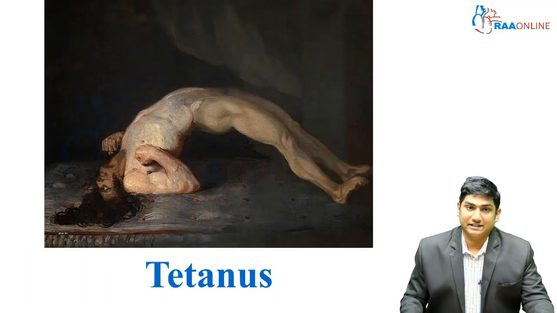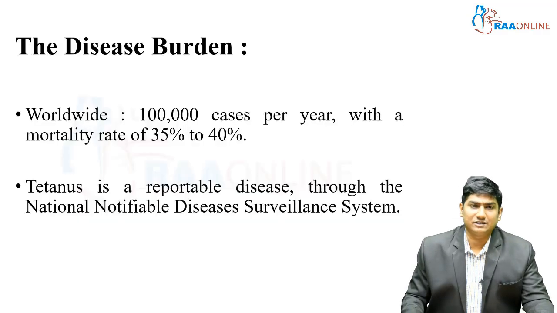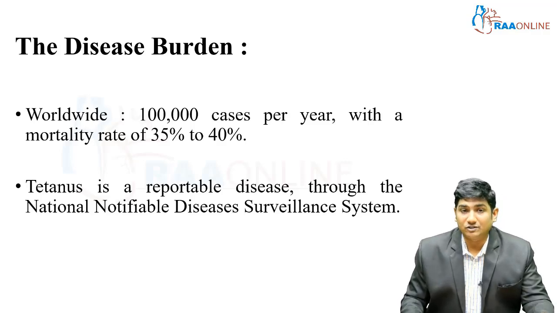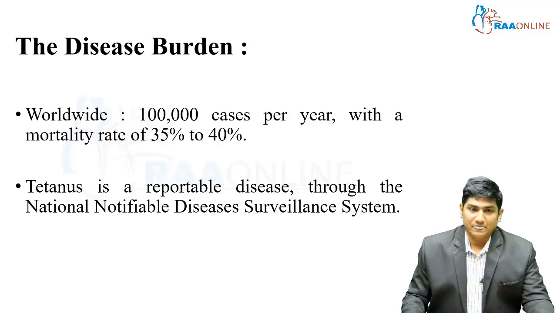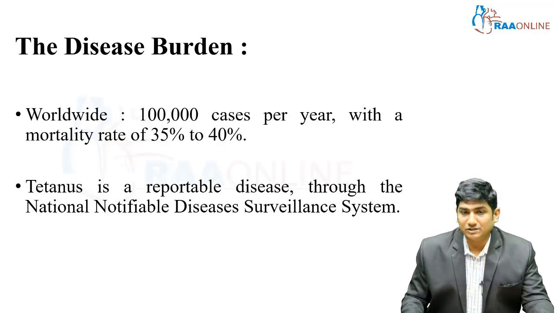It is tetanus. Okay. So why should we really read on tetanus? What is the global burden? It is almost more than 1 lakh cases per year being reported with a mortality of around 40%. And moreover, tetanus is a reportable disease under the National Notifiable Disease Surveillance System.